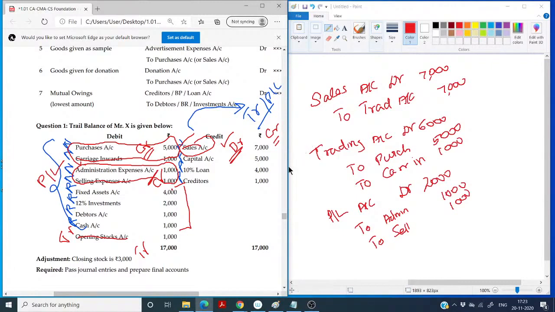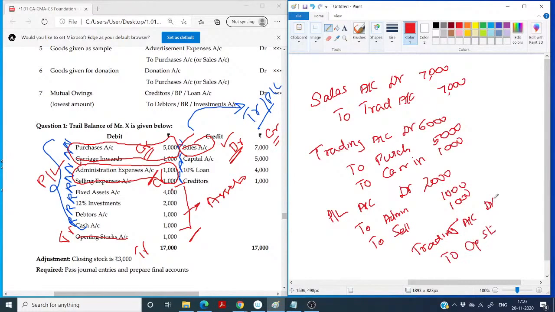Assets, debit will be recorded on the asset side and credit will be recorded on the liability side. That's all. Okay. Clear. And what about the opening stock? In the previous class, I told you it is going to be recorded on the debit side of the trading account. So for the opening stock: to opening stock, trading account debit. Is that okay? The value being 1,000 rupees.